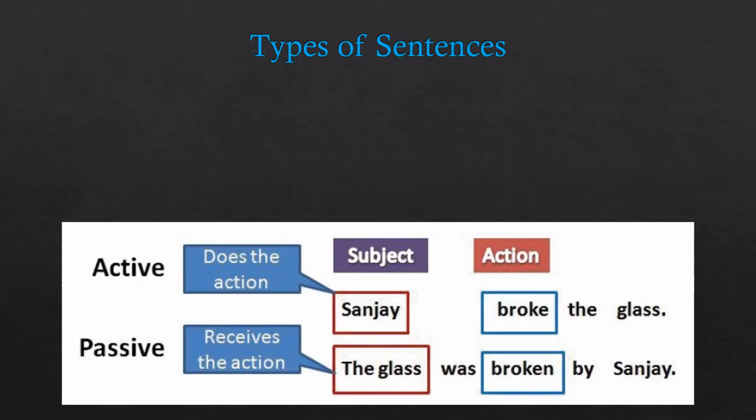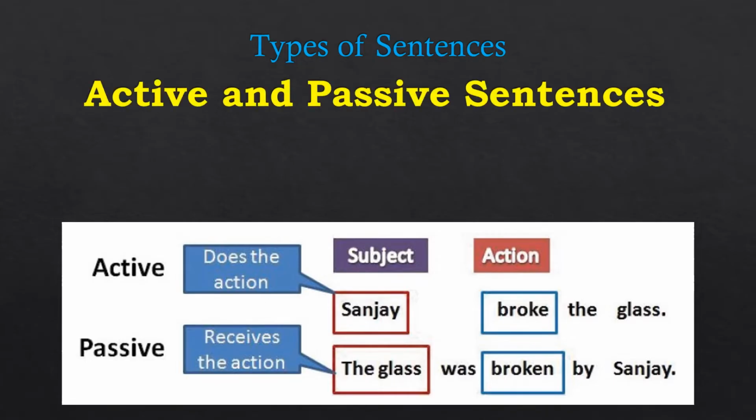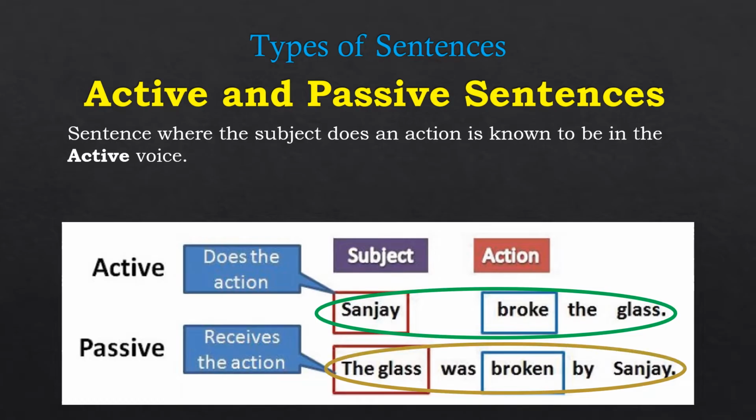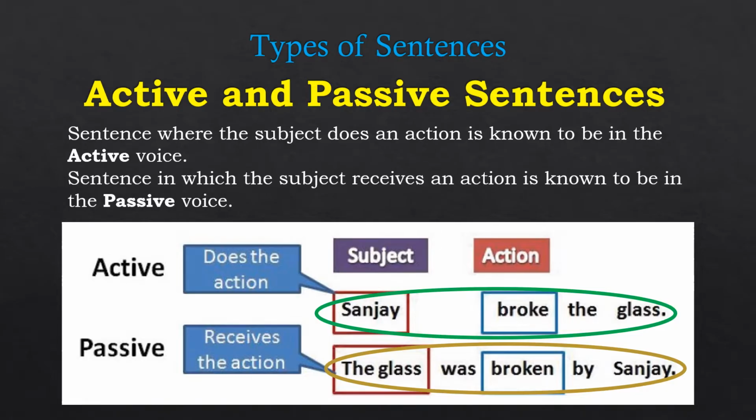Now let us learn the types of sentence, active sentence and passive sentence. These are based on the active voice and passive voice respectively. So the sentence where the subject does an action is known to be in the active voice. For example, if we say Sanjay broke the glass, it means that Sanjay, which is the subject, is doing the action. That is why it is in active voice. Whereas if we say the glass was broken by Sanjay, then we are emphasizing on the glass, which is receiving the action. So here it is in passive voice.